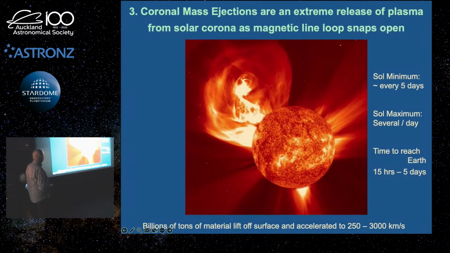So let's talk about them. They are an extreme release of plasma from the solar corona as the magnetic loops open up, snap, and reconfigure themselves, and all that energy gets released and throws them out. So the flare is only the instigator of them. Now these coronal mass ejections can occur from a solar flare typically.